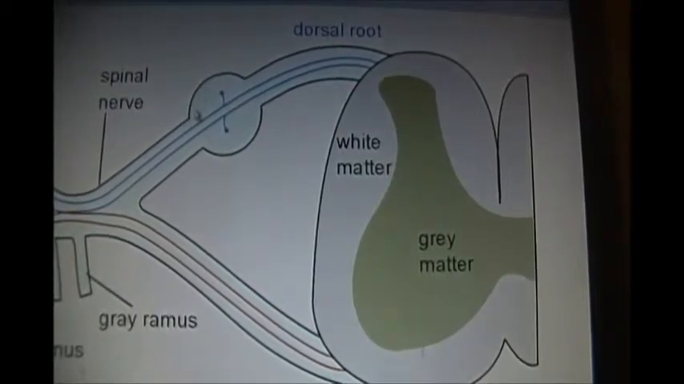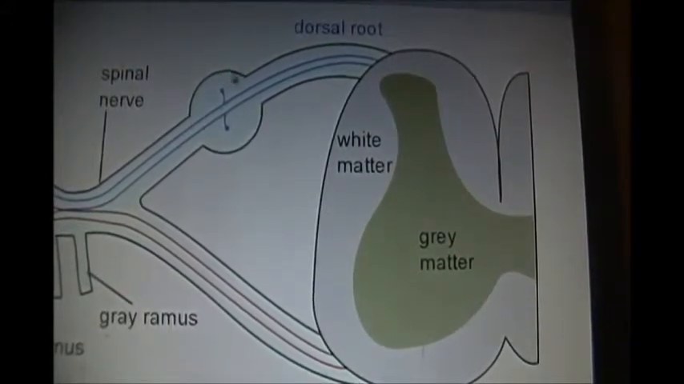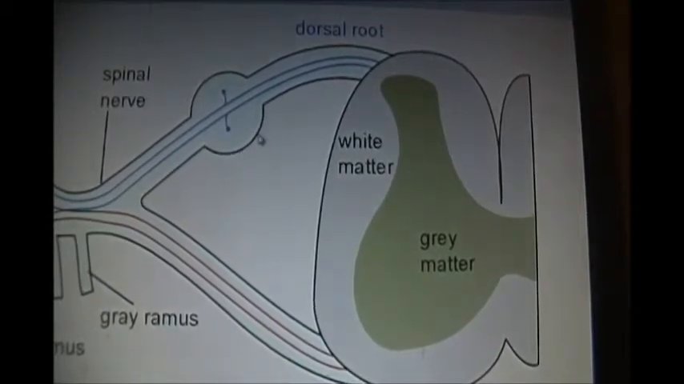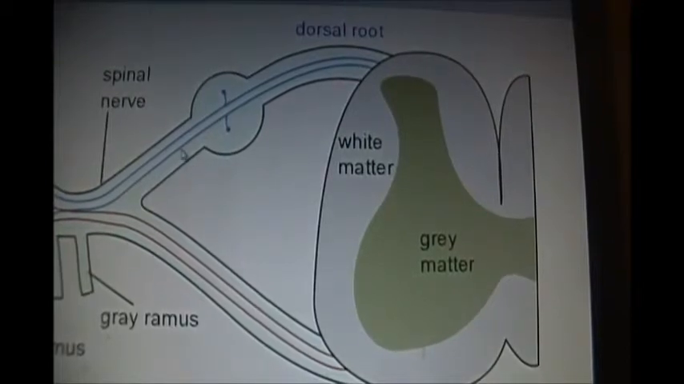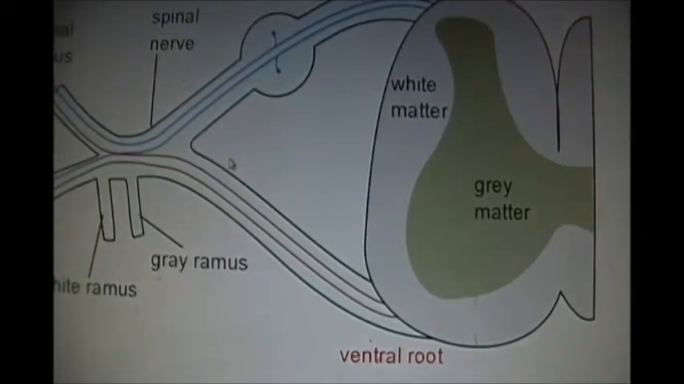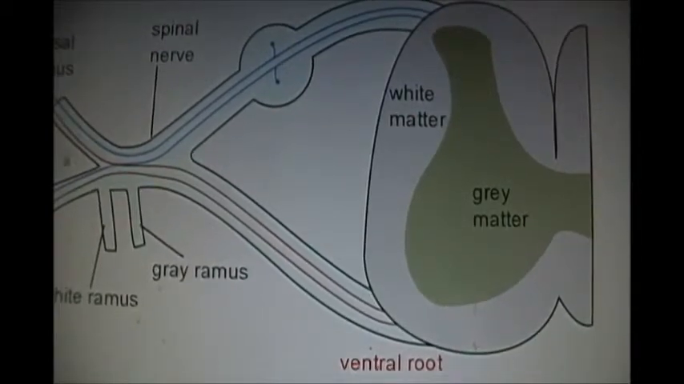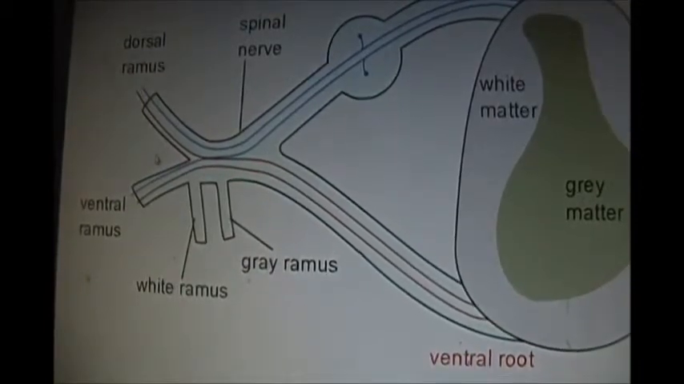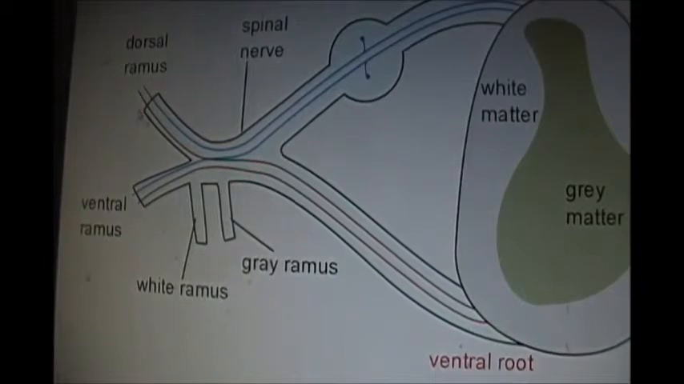It's called a dorsal root ganglion. And what is a ganglion? A ganglion is a collection of neurons outside the central nervous system. See that this ganglion is outside the spinal cord. Then these two, the dorsal and the ventral root, unite to form the spinal nerves. These spinal nerves are mixed nerves. They carry both sensory and motor fibers.